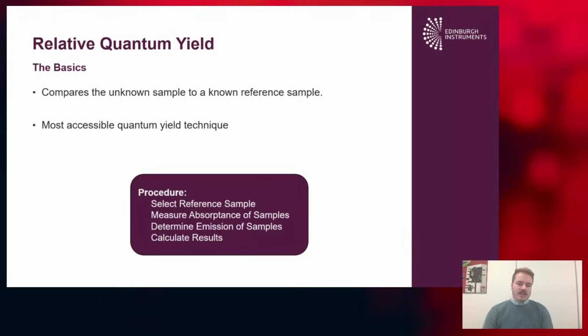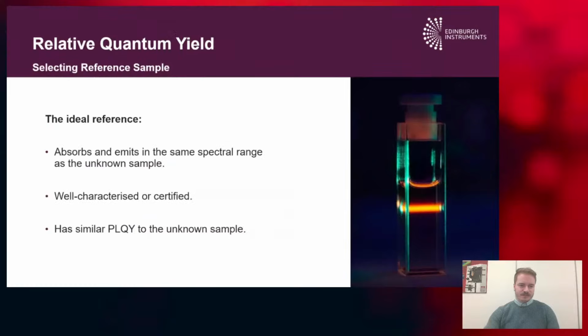Relative quantum yield compares your sample to that of a known reference sample. This is why it's called relative. It's the most accessible quantum yield technique and can be performed with some very simple spectroscopy setups. And the procedure is as follows. The first step is to select an appropriate reference sample. We then need to measure the absorptance of our two samples, the reference and our unknown, determine the emission of our two samples, and then calculate the results.